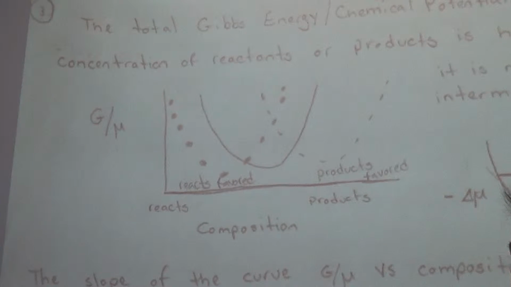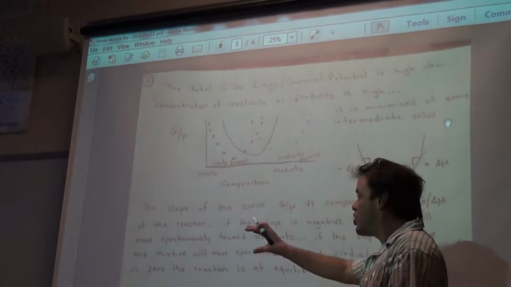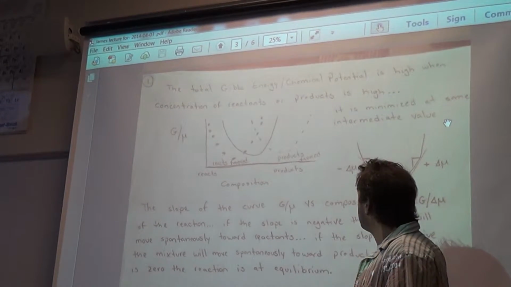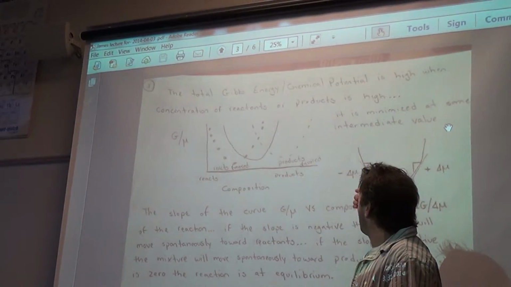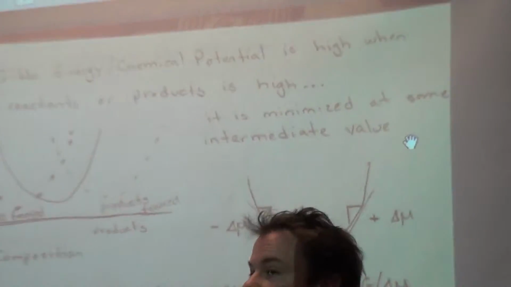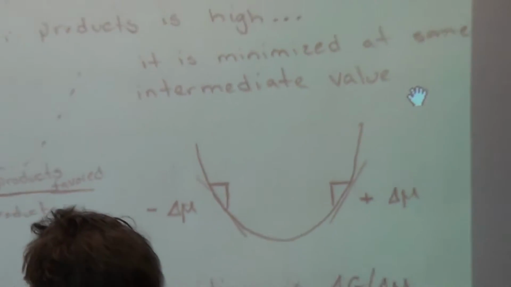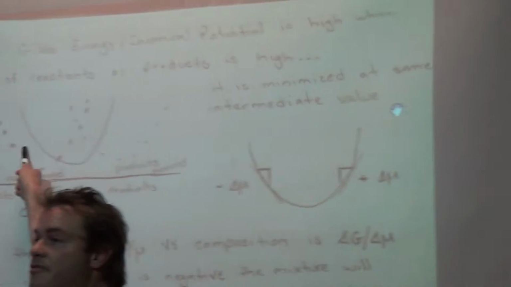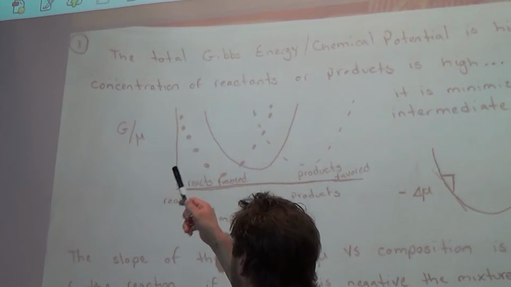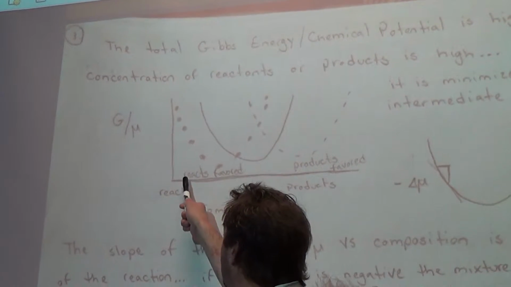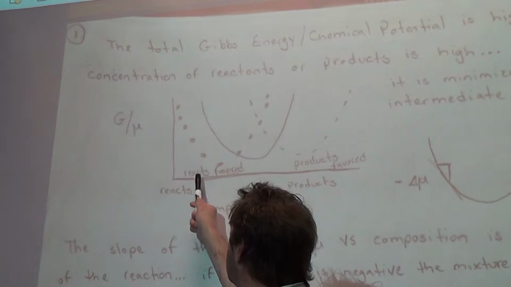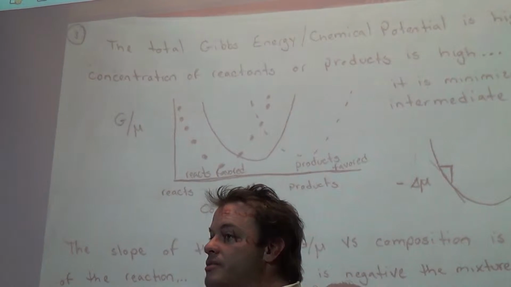Delta mu versus, or delta G versus N. How much does the Gibbs free energy change per mole of species? And so essentially, the slope of that curve is the delta mu of the reaction. And you can see that when that slope is negative, we're moving down, and the reaction moves from the reactants towards the products.